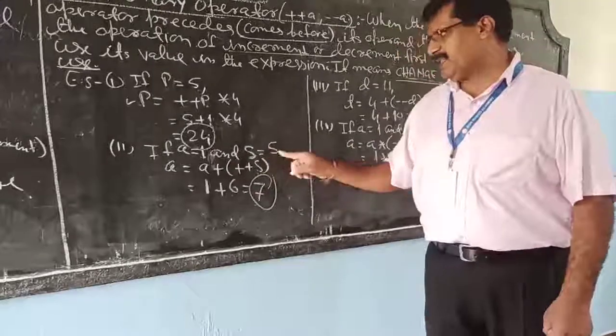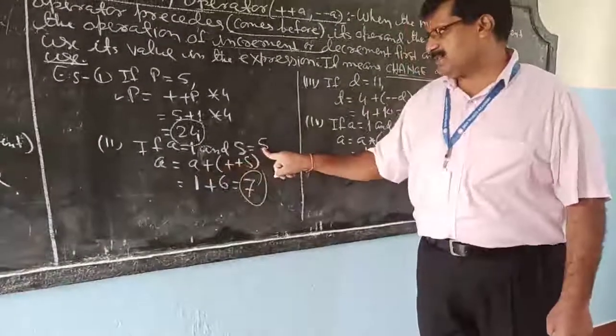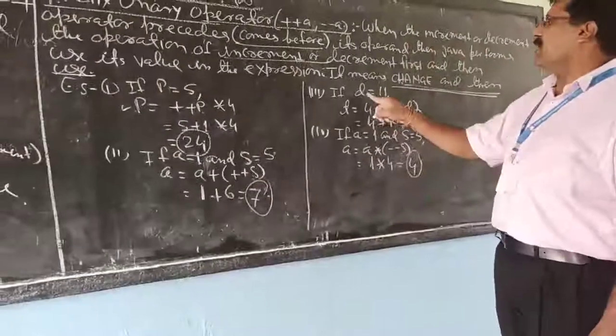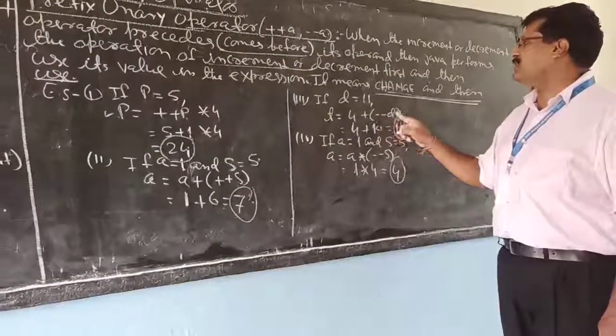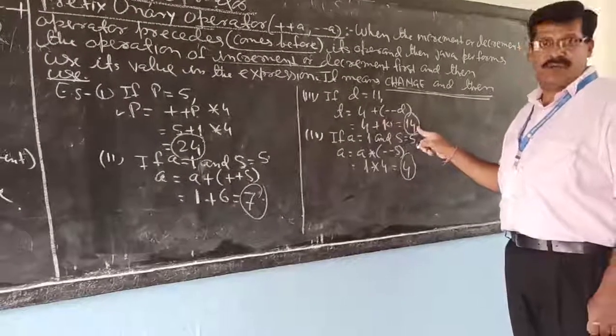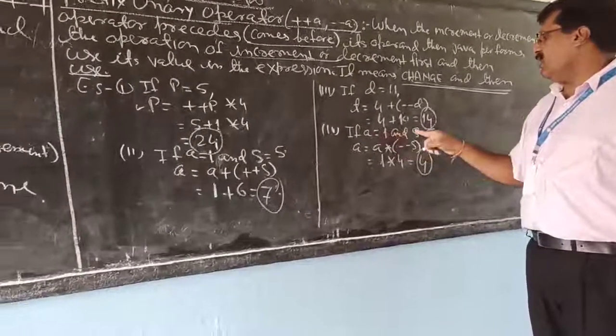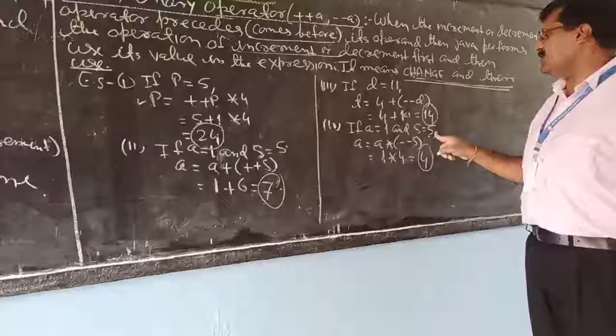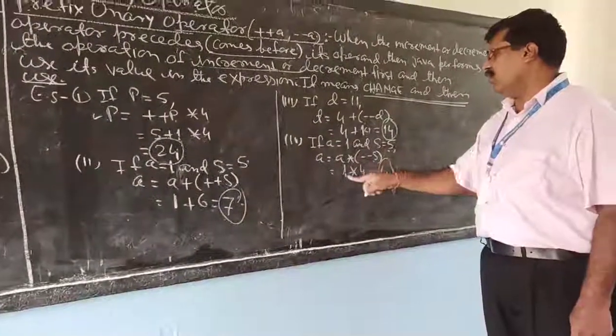a equal to 1, s equal to 5. So 1 plus ++s: ++s means 5 plus 1, 6. So 1 plus 6, 7. d equal to 11, 4 plus --d. The d minus 1, 11 minus 1, 10. 4 plus 10, 14. a equal to 1, s equal to 5. So a value 1 into --s means s minus 1, 5 minus 1, 4. So 1 into 4, 4.